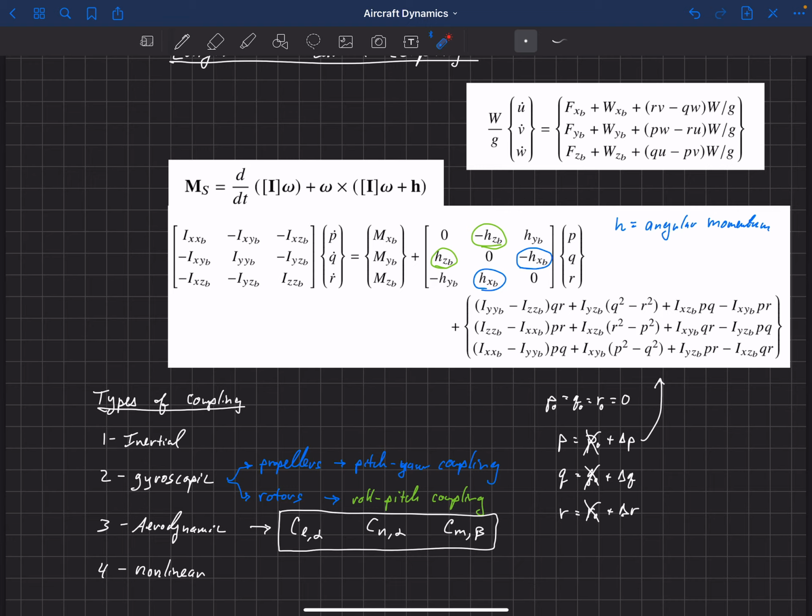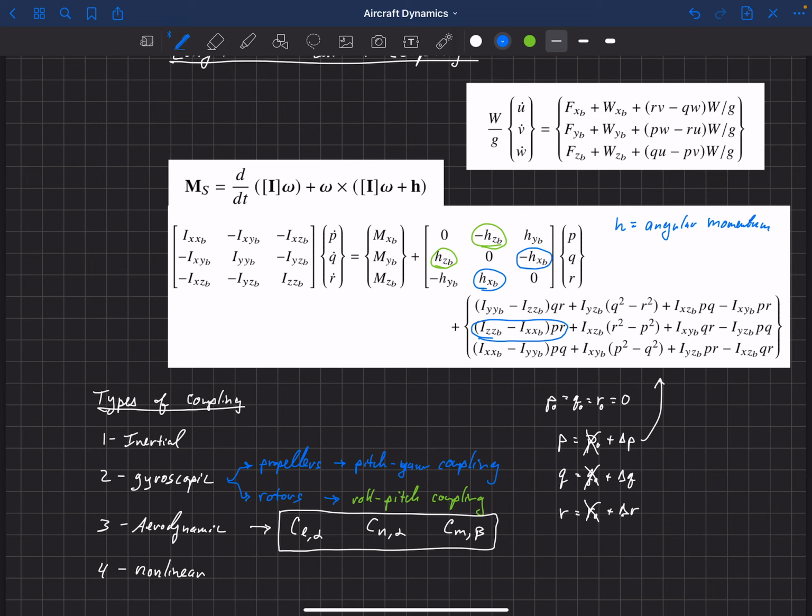This first term right here, and I'll just circle that in blue for a second. This term can be really important in the dynamics of an aircraft. It says that when there's a large difference in our inertia about the z-axis and the x-axis, this term can be important. So this is common on fighter aircraft.